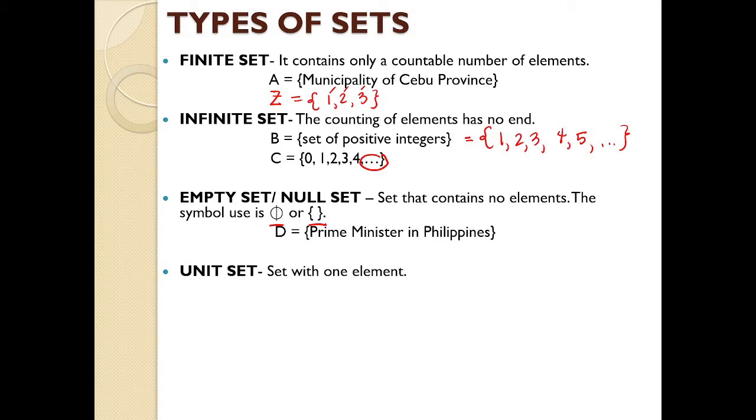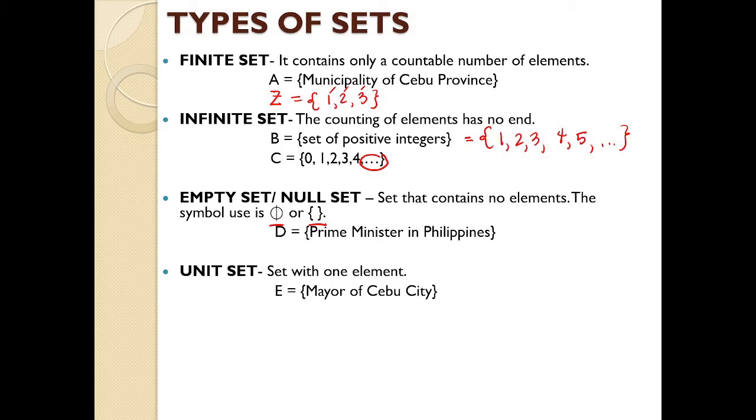Okay. Just joking around. There's an empty set, a unit set. An example of this is one: Mayor of Cebu City. Who's the mayor of Cebu City right now? Labella. Is there another mayor of Cebu City? None. So we call it a unit set, because Labella is the only element of that set.